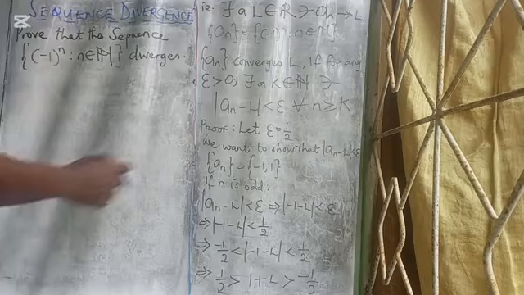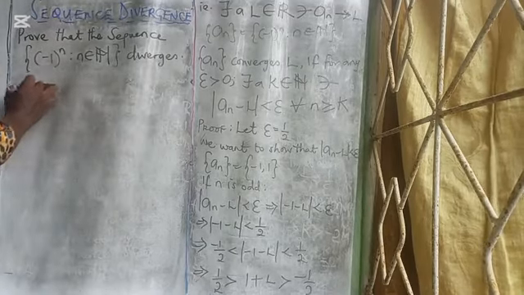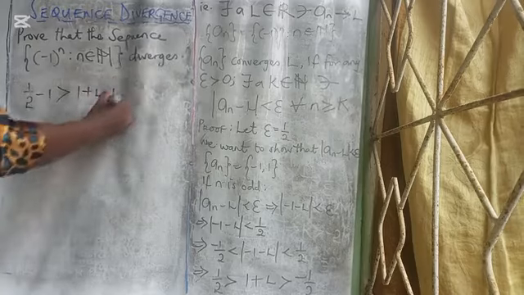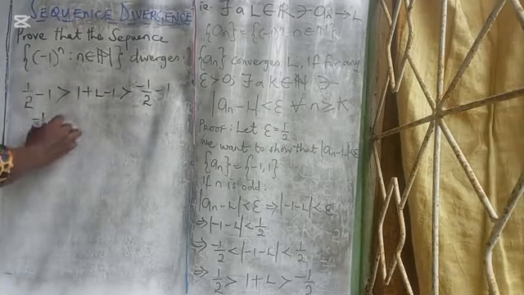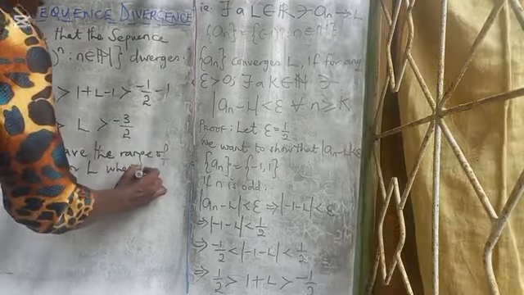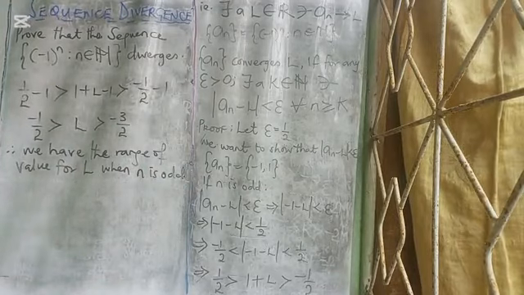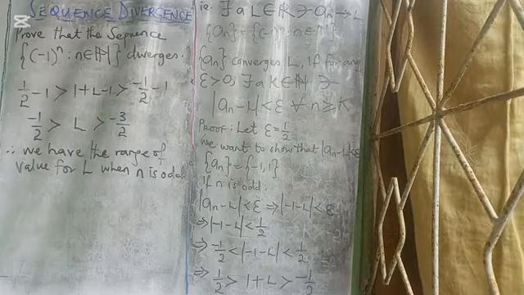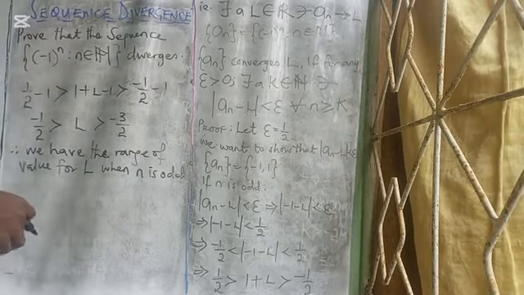We can now subtract 1 all through. We have 1 over 2 minus 1 to be greater than 1 plus L minus 1 to be greater than minus 1 over 2 minus 1. And so we have minus 1 over 2 to be greater than L, and that is greater than minus 3 over 2. Therefore, when N is odd, we have that as the range of value of the limit L. On the other hand, do we still have the same range of value for our L when N is even?